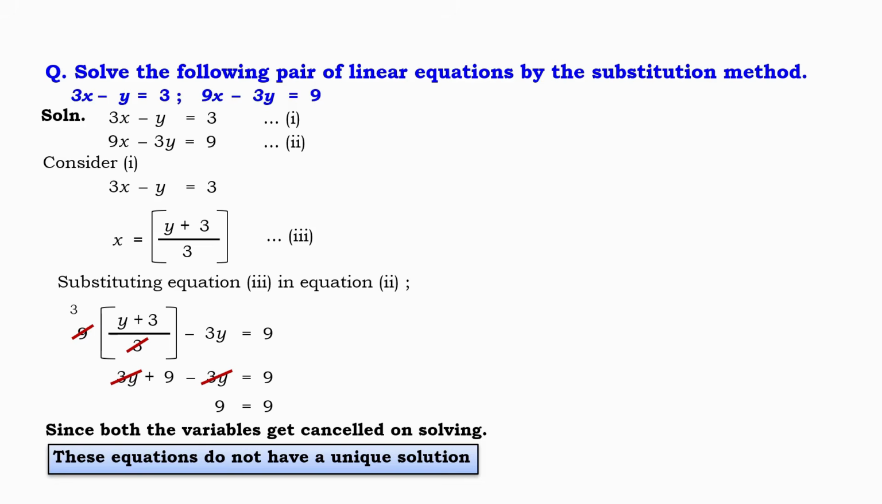Since both variables get cancelled during solving, it means the two equations actually represent the same line. Therefore, this pair of linear equations does not have a unique solution. Instead, it has infinitely many solutions.